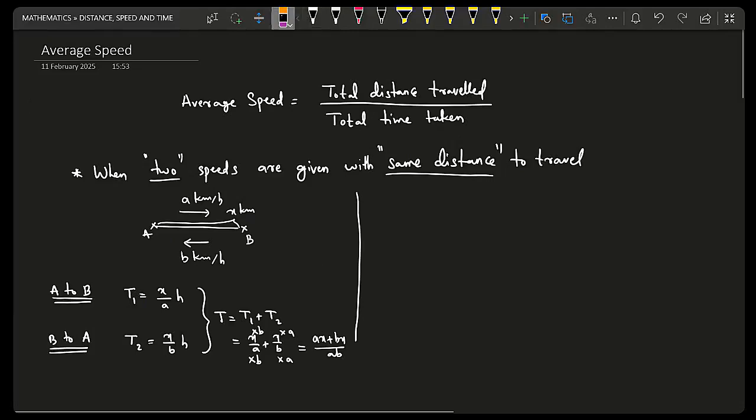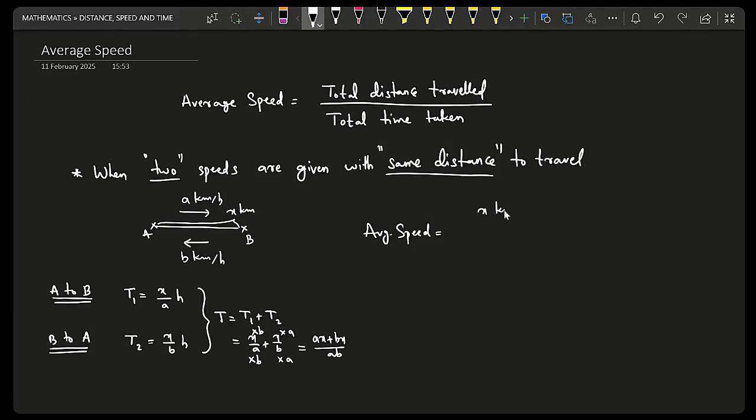So now we have the total time, and already we can calculate the total distance also. So now we can calculate the average speed. The average speed we can calculate as total distance by total time. Total distance is, while going it is x kilometers, while coming back it is x kilometers. So total distance is 2x kilometers divided by total time. Just now we have calculated that, that is ax plus bx by ab. This is in the denominator and the units are hours.